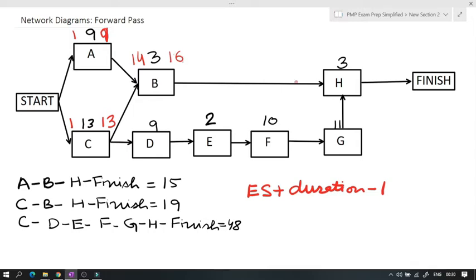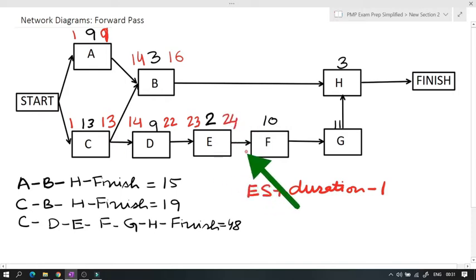So we would normally move from B to H here. But as we see, H has two preceding activities, that is B as well as G. And we don't know what this number would come out to be. So let's figure it out. We start from this path. Going by the same formula, 13 incremented by 1 is 14, and 14 plus duration 9 is 23, minus 1 is 22. Moving from D to E, we increment 22 by 1, that is 23. And 23 plus duration 2 is 25, minus 1 is 24.